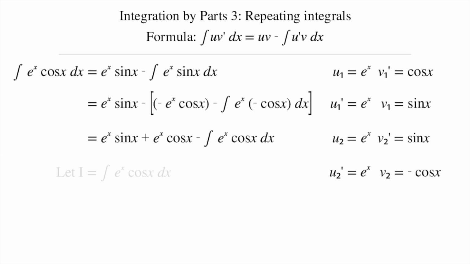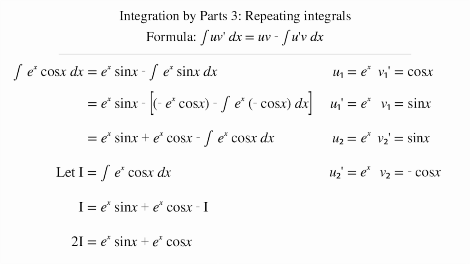So, if we let I equal the integral of e to the x cos x, then we have that I is equal to e to the x times sin x, plus e to the x times cos x minus I, which implies that 2I is equal to e to the x times sin x plus e to the x times cos x. So that I, which is equal to our original integral, i.e. the integral of e to the x times cos x dx, is equal to e to the x over 2 times sin x plus cos x, plus some constant of integration, c, which we should put in.